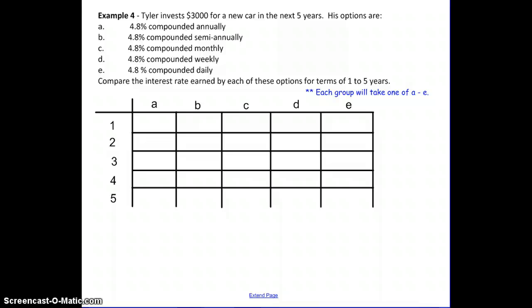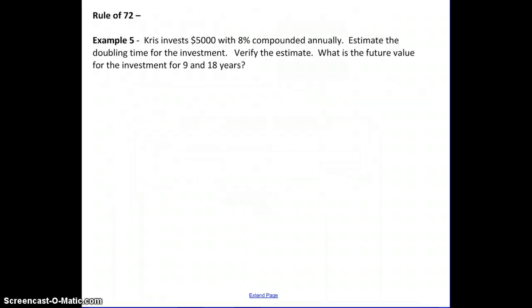All right, so now we've got Tyler, who invests $3,000 for a new car in the next 5 years. His options are 4.8% compounded annually, or semi-annually, monthly, weekly, or daily. We're going to compare the interest earned by each of these options for terms of 1 to 5 years. If you go 72 divided by the rate written as a percentage, this equals your doubling time. So this is a quick way to estimate when something will double.